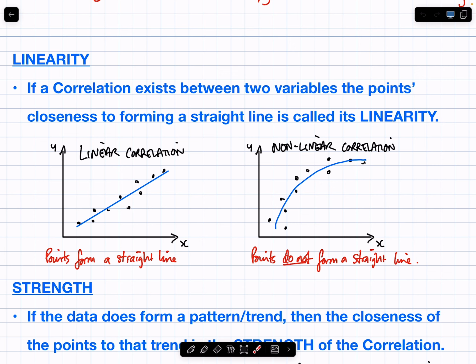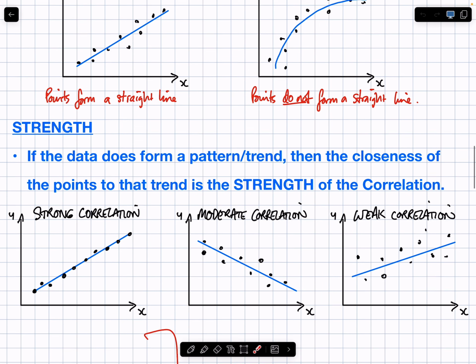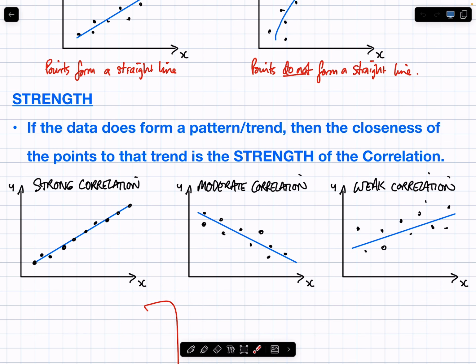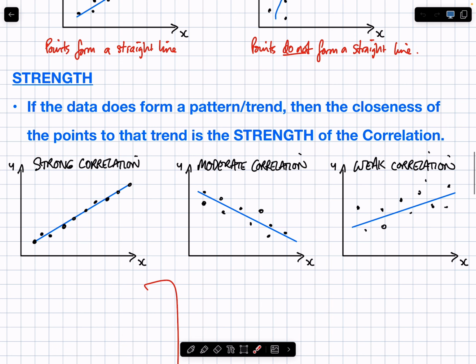All right, strength. This is the only other thing that you're expected to know at Year 10. How strong is the correlation? Once you've established that there's a pattern or a trend to the dots, however close those dots are to that trend is the strength of it. So do you agree that with this positive linear correlation, those dots are lying very close to the line? Yes or no? Yes. In comparison to these other ones, are these closer to the line? Yeah. You would say that's strong.